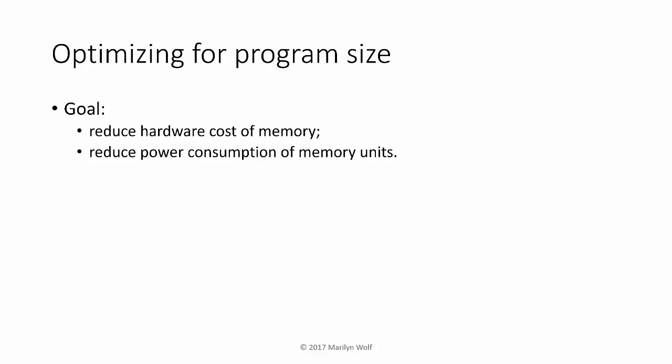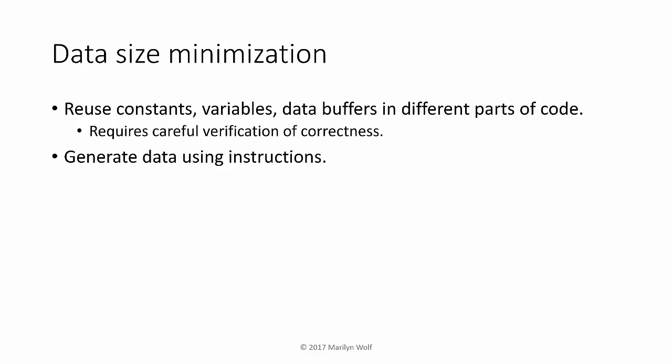Program size is also an important metric for some embedded systems. We want to reduce the hardware cost of memory. We may also want to reduce the power consumption of the memory units. We can optimize for program size in both data and instructions. Data size minimization, for example, means we're using constants, variables, and data buffers rather than declaring new ones in each part of the program. In some extreme cases, we may use instructions to generate data rather than by storing data directly in memory, although we typically do that only for very small processors.